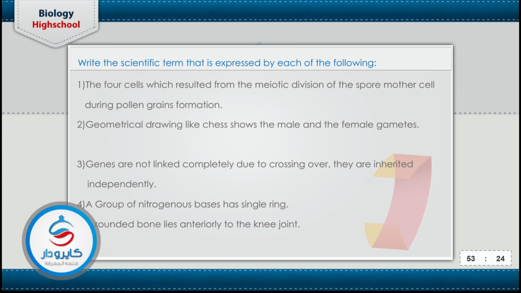Number 5, a rounded bone that lies anteriorly to the knee joint. The question asks about the rounded bone at the knee joint. The rounded bone is called the patella. Also it's called the kneecap. In Arabic we call it "sabouna". Okay.